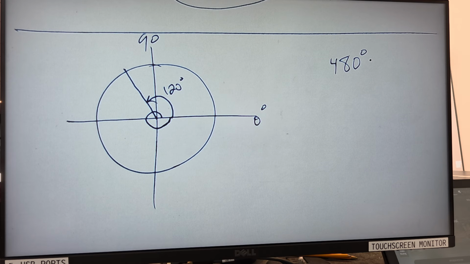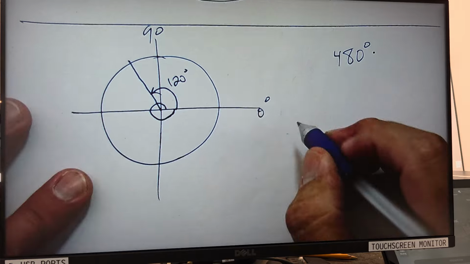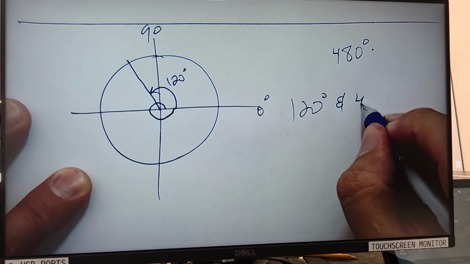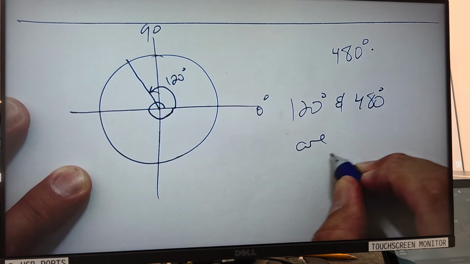This is the idea called coterminal. Where does 120 degrees terminate? Here. Where does 480 degrees terminate? Same place. So we call them coterminal angles. 120 and 480 are coterminal.